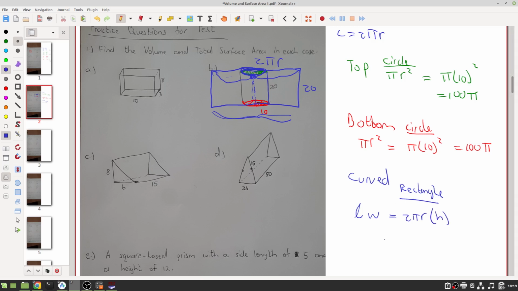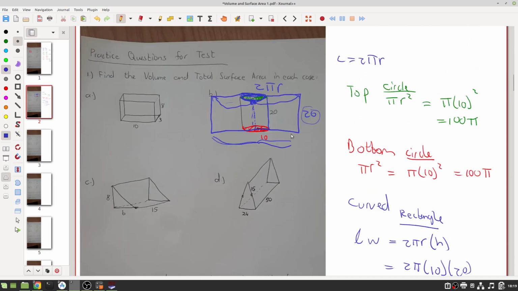Okay, let's just do that. In our case, 2 pi, our radius for this example was 10 for that circle. And then the height is 20, so times 20. Now we just multiply the numbers. 2 times 10 is 20, 20 times 20 is 400, so we've got 400 times pi. Good, and now we have all the three parts.